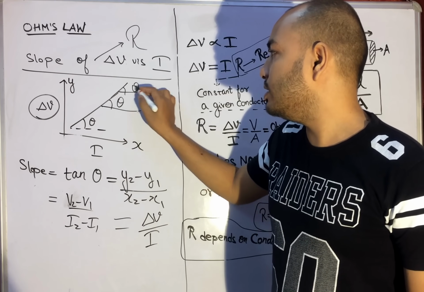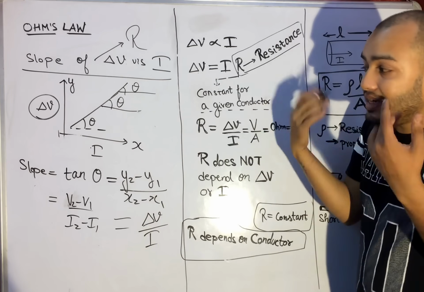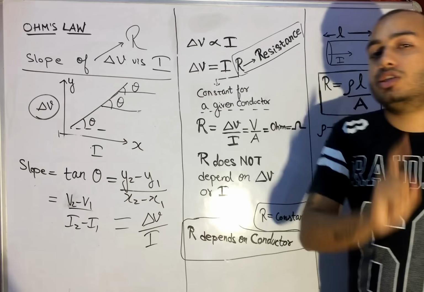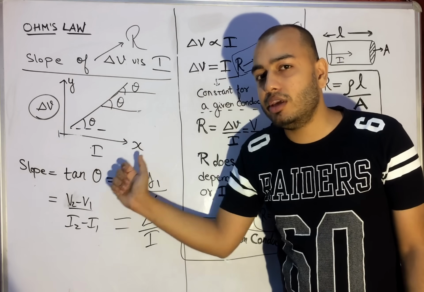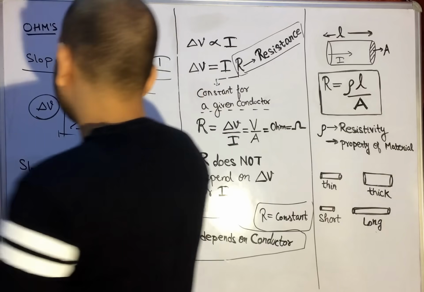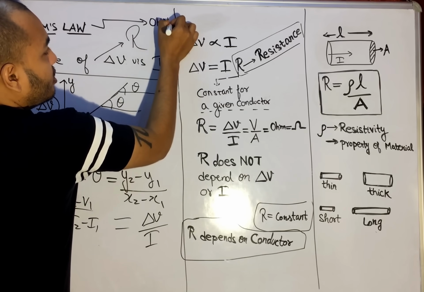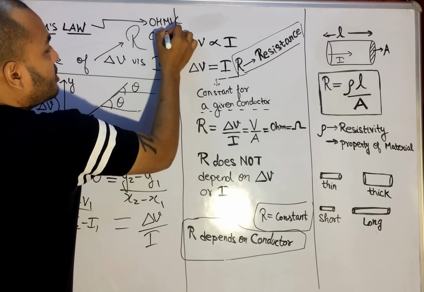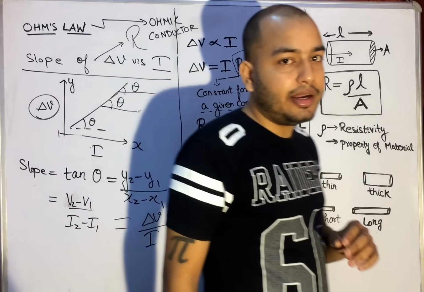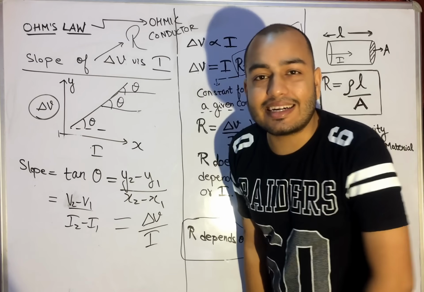Over here the angle is theta. Over here the angle is theta. Current is changing, V is changing, but theta is not changing. Theta means slope is not changing. Slope means resistance is not changing. Resistance does not depend upon delta V or I for ohmic conductors. Ohm's law is valid only for ohmic conductors. Very important: Ohm's law is not always valid. Delta V directly proportional to I is valid for ohmic conductors.